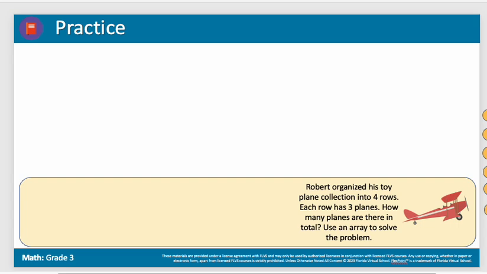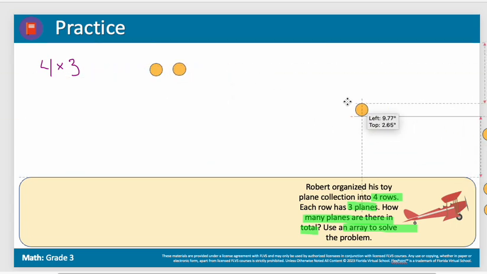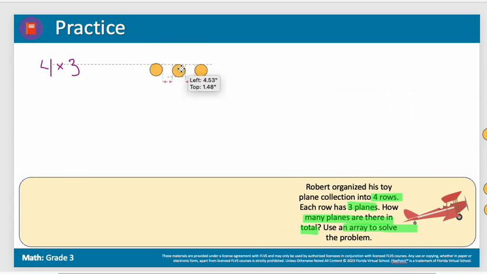Okay, let's see how you did. Okay, so this says Robert organized a toy collection into 4 rows. Each row has 3 planes. I want to know how many are there total, and I have to use an array. So I know that this is saying 4 rows of 3. Okay. So I'm going to go 1, 2, 3. Here's 1 row of 3. How many rows am I doing? 4.